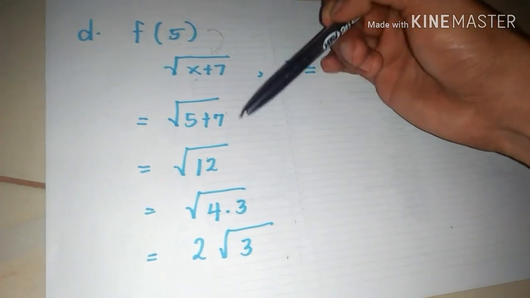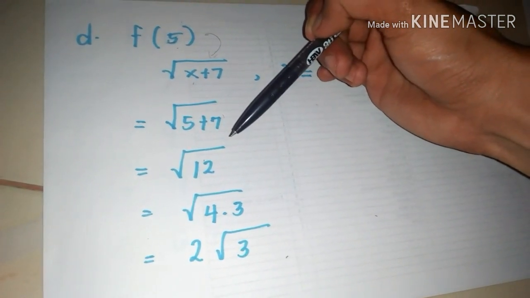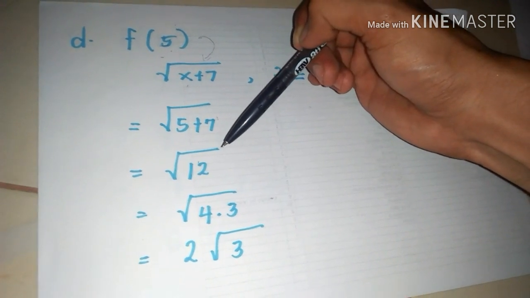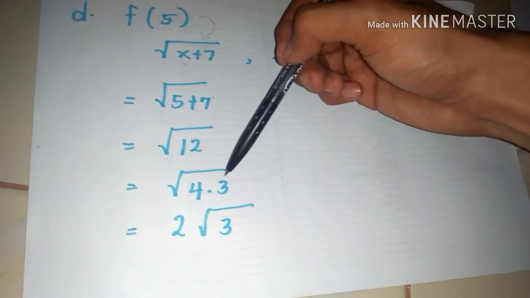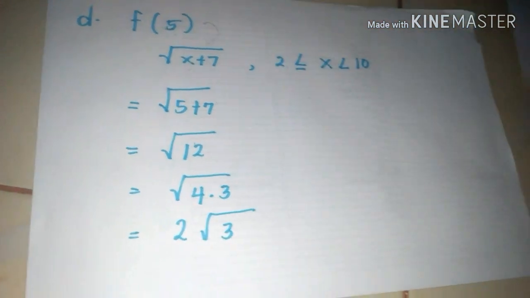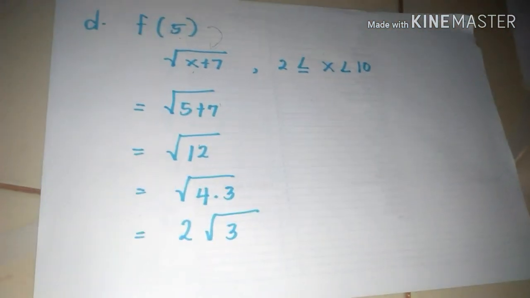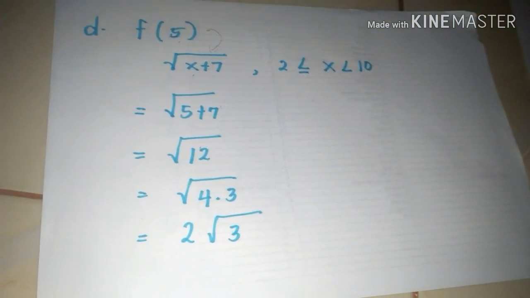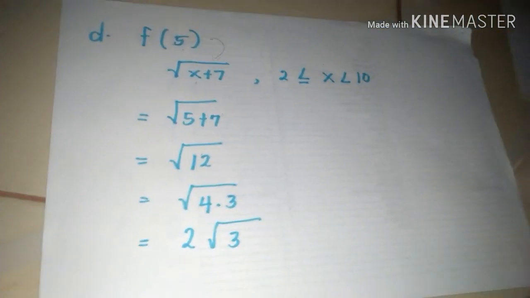Again, ang 12 ay walang exact na square root pero pwede mo pa siyang kunin yung radicals niya. So, we have square root of 4 times 3 because 4 has its perfect square, which is positive 2. Labas natin, we have 2, then square root of 3. That is the final answer.